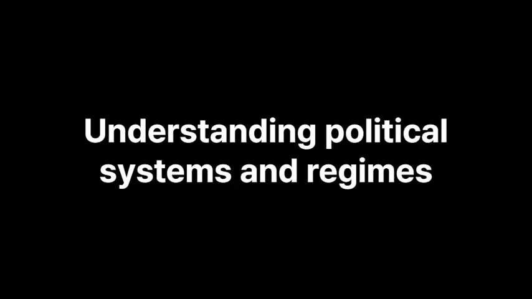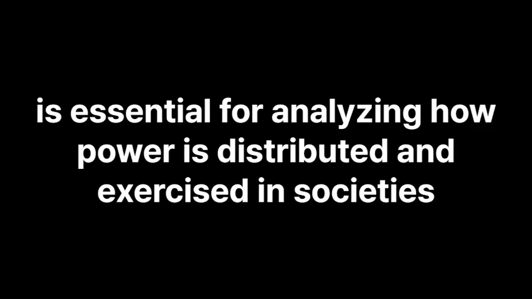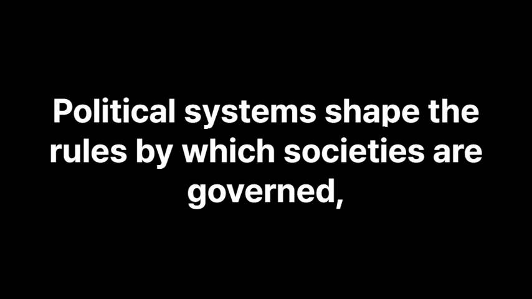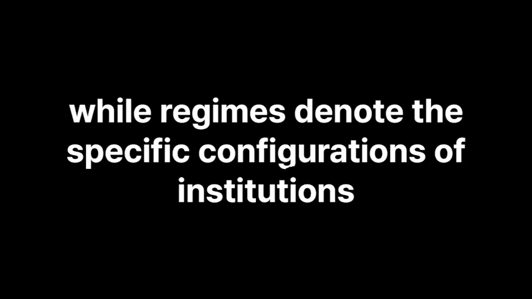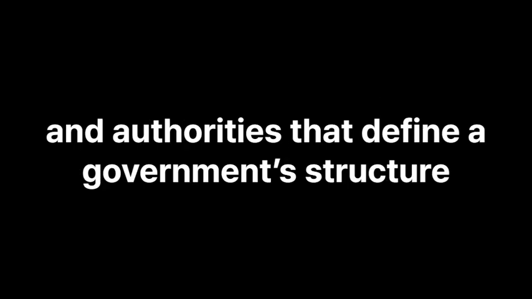Political systems and regimes. Introduction. Understanding political systems and regimes is essential for analyzing how power is distributed and exercised in societies. Political systems shape the rules by which societies are governed, while regimes denote the specific configurations of institutions and authorities that define a government structure.